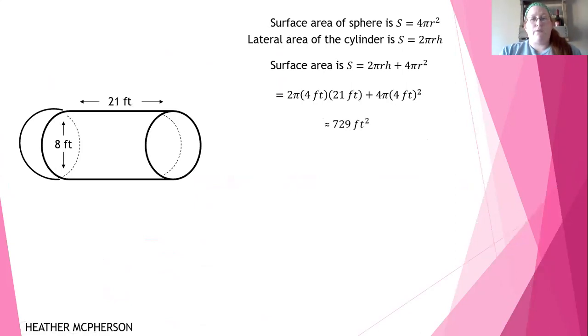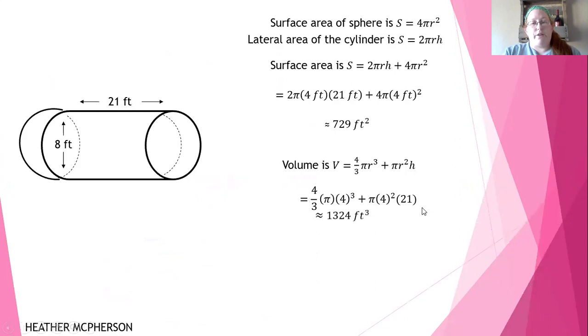Now, we don't only want to know the surface area in this, we also want to know the volume. So how do you figure the volume out? Well, the volume is going to be 4/3 pi r cubed plus pi r squared times the height. So we're just going to put these numbers back into the equation to figure it out. So you're going to have 4/3 pi times 4, which is your radius, again, feet, cubed, plus pi 4, again, your radius, squared, times your height of 21. Your answer is going to be approximately 1,324 feet cubed, not squared.